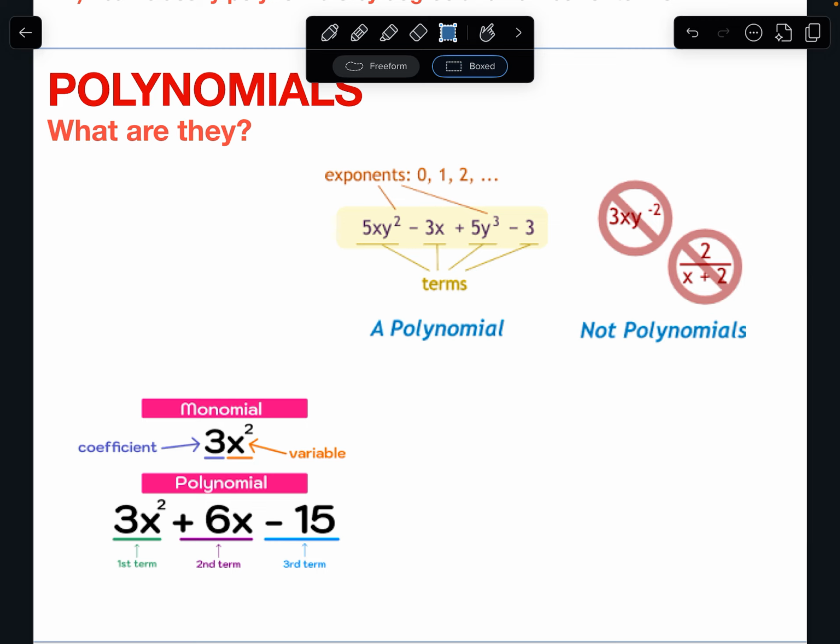So we have some examples here on the screen that you can see. In the bottom left, 3x squared is actually a monomial, and we'll talk more about that word in a little bit. 3x squared plus 6x minus 15 is a polynomial as well. We can have multiple variables like you see in the example in the middle of the screen there. On the far right, you see a couple of expressions that are not polynomials. They have negative exponents, and we have a rational expression there as well. Expressions such as those are not technically polynomials.